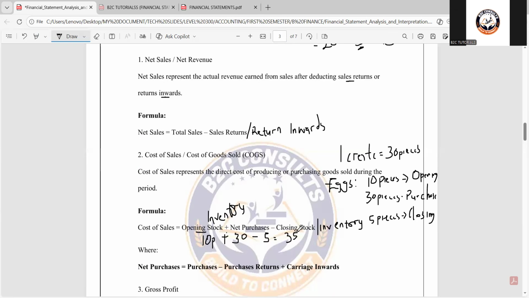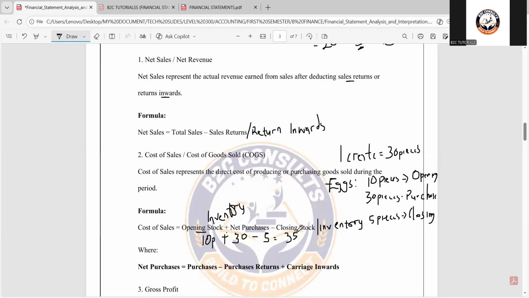That is the meaning of cost of sales. So always, if you are not given cost of sales, and the question requires you to find out what cost of sales is, cost of sales is basically the opening inventory plus your net purchases minus your closing inventory.